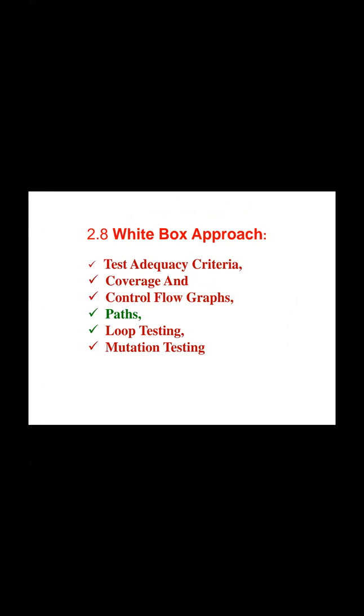So far we discussed the white box testing approach. Within that, we discussed what is test adequacy criteria, then coverage. In coverage, we discussed the types of coverage: statement coverage, line coverage, loop coverage, branching coverage, control flow graph and data flow graph. Then we discussed control flow graph to generate the loop coverage. So you go through these topics if you have any doubt.